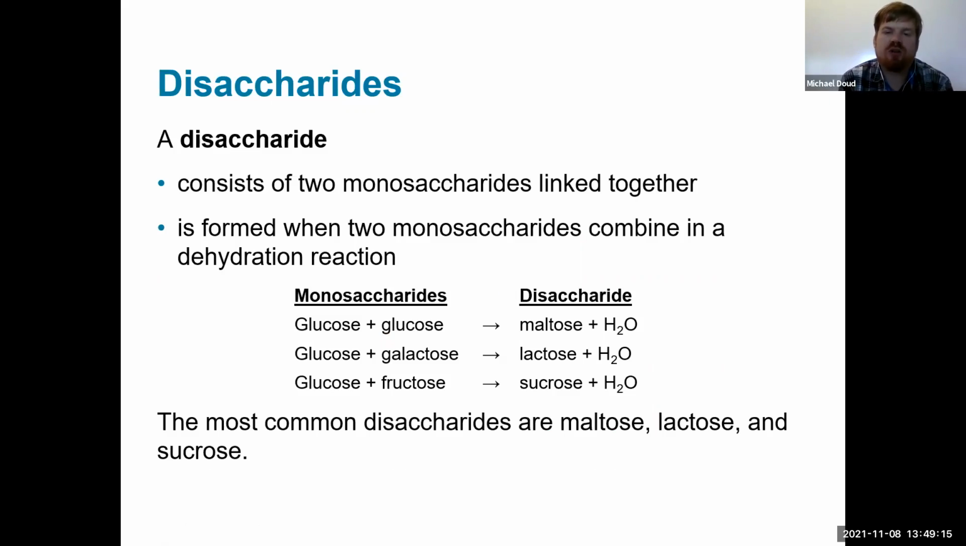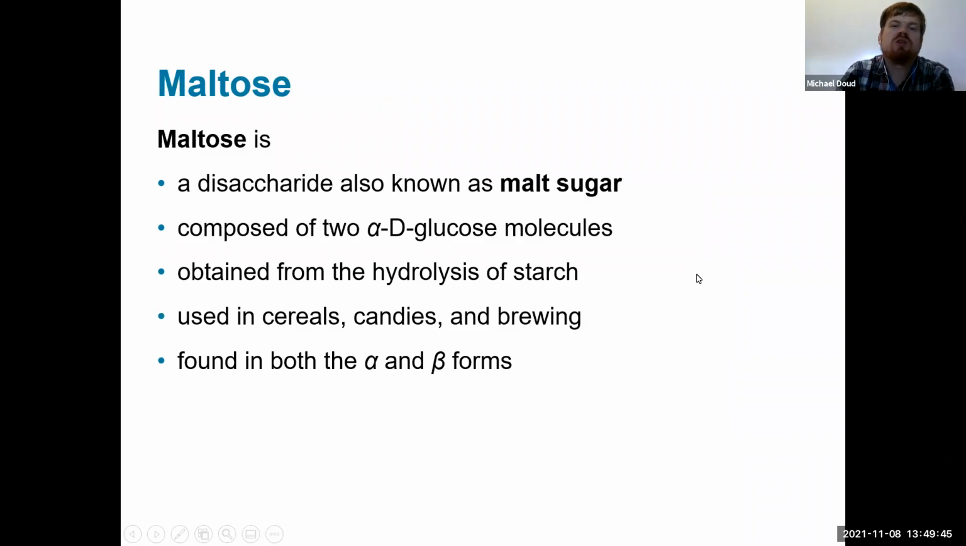Okay, so again, a disaccharide is just 2 monosaccharides that are linked together. And we call this a dehydration reaction when these 2 monosaccharides link up. It's called a dehydration because it actually produces water. So you take glucose and glucose, you produce maltose, and that leaves you with an extra H2O molecule. A glucose unit and a galactose unit can produce lactose, and then a glucose and a fructose unit produce sucrose. These are the most common disaccharides, and they're the most important ones that we'll be talking about in this class. So maltose is known as malt sugar.